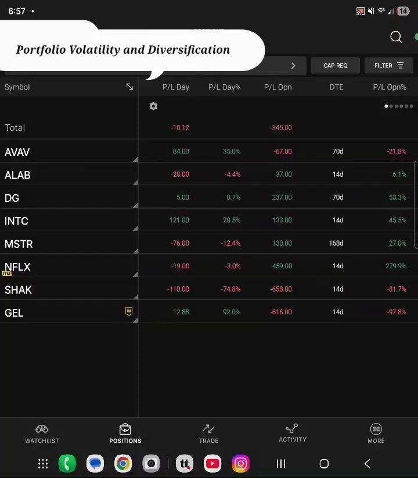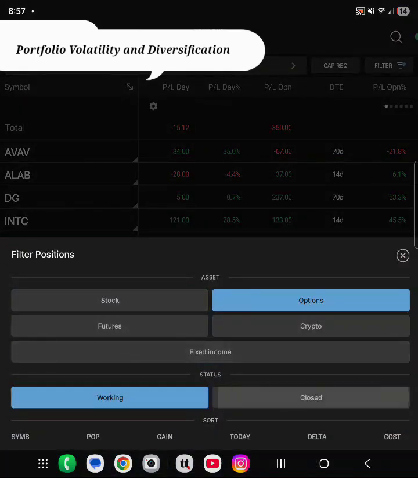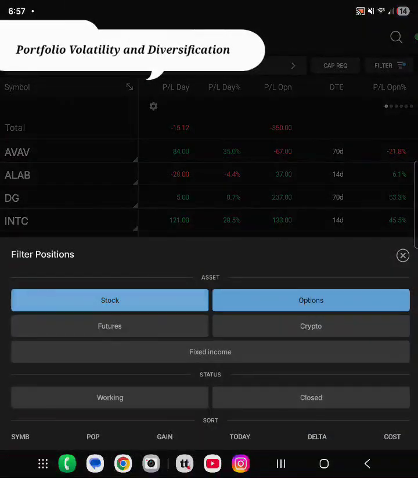In reality, I'm trading a variety of symbols and a variety of sectors and in a variety of directions and with a variety of strategies, only option strategies. Let me go ahead and prove that right quick. If we go to filter, we turn everything off, and you see no positions disappeared, right? Let's filter one more time.